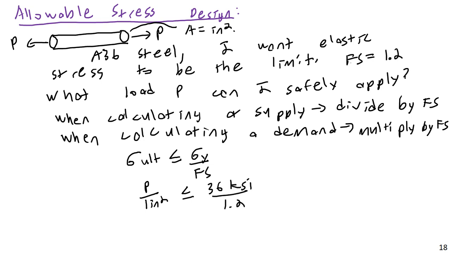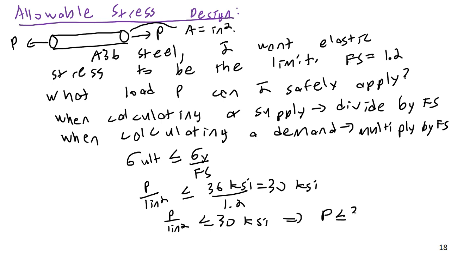So I'll throw that into a calculator really quick. 36 over 1.2. This comes to, oh, I should have done that in my head. This comes to 30 KSI. And then I have P over 1 inch squared is less than or equal to 30 KSI, which then means that P must be less than or equal to 30 kips. So basically, with this factor of safety of 1.2, even though the material's yield stress is 36, I'm not going to allow it to exceed 30 KSI.